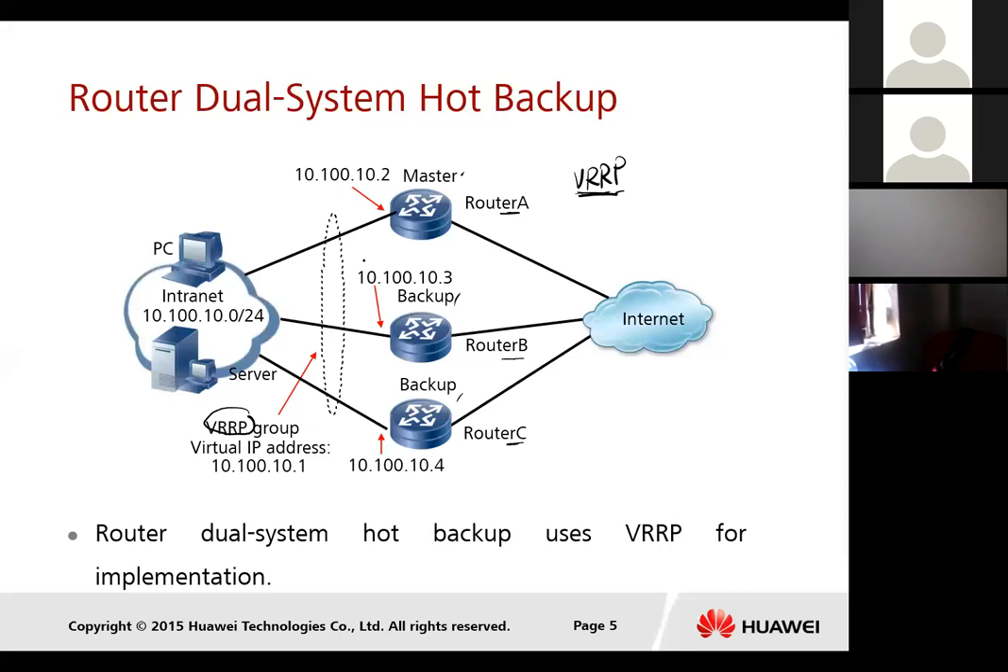So you can say that all the traffic must go through the master device. I will define a virtual IP address. Among .2, .3, .4, I will say that, hey, .1 is my virtual IP. Everybody points to .1. I don't care what happens to my routers. When this goes down, I still point to .1. When this goes down, I still point to .1. So it will not affect the user's point of view. Users do not need to keep modifying their gateway to the destination. Okay, that is the router dual-system hot backup using VRRP.